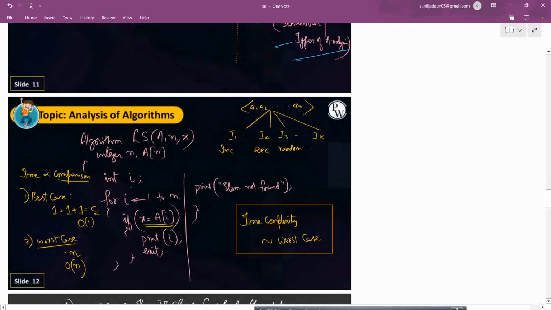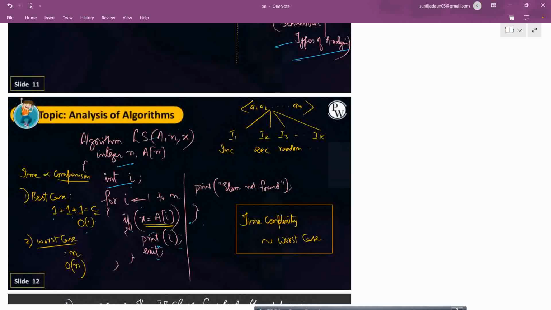Algorithm: integer time complexity, for 1 to n. If this is print, I exit. Best case, if... time complexity: in the best case, 1 plus 1 plus 1 is equal to a constant c; in the worst case, n.